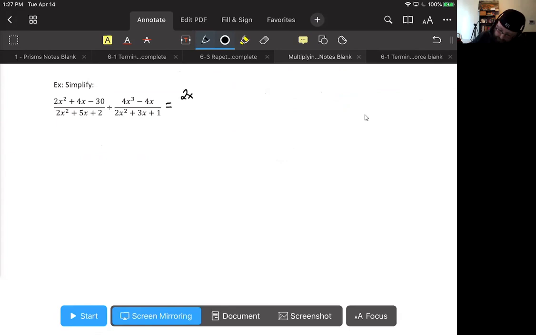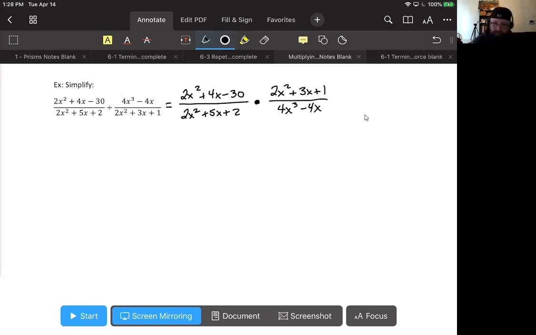So we have 2x squared plus 4x minus 30 over 2x squared plus 5x plus 2. In other words, we keep the first fraction. We're going to change division into multiplication. And then we are going to flip the second fraction over to 2x squared plus 3x plus 1 over 4x cubed minus 4x.